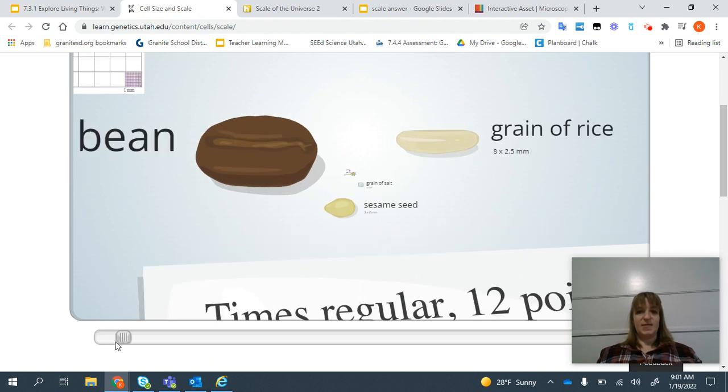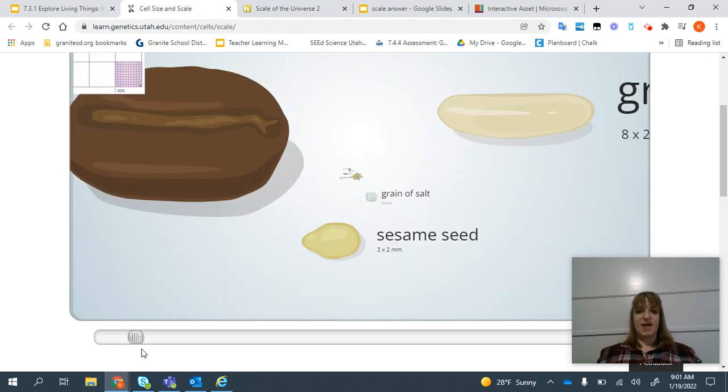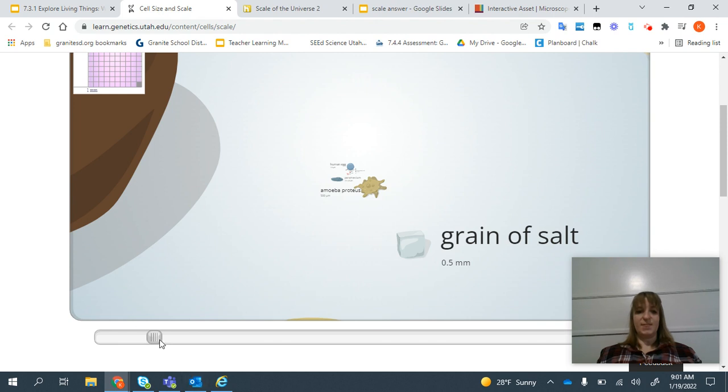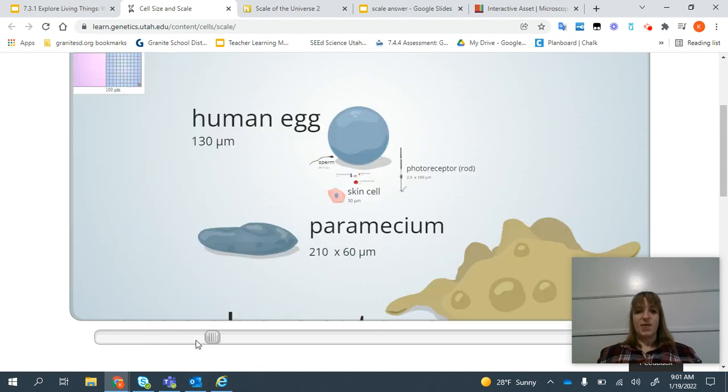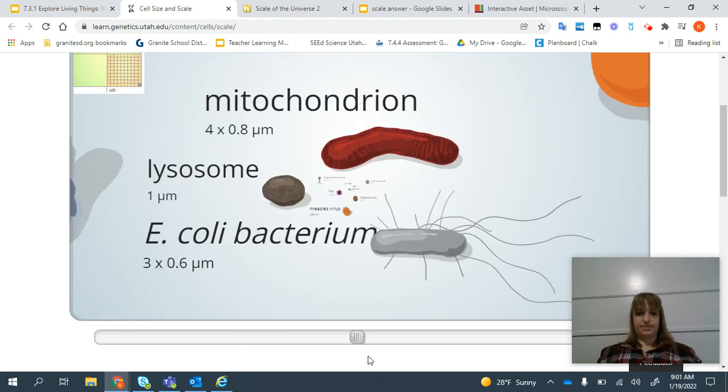You can see the scale of different things. This is the size of a coffee bean compared to a grain of rice, compared to a sesame seed. And then as you zoom in, you can see things get smaller and smaller, and you can compare the scale of different things as we get smaller and smaller.